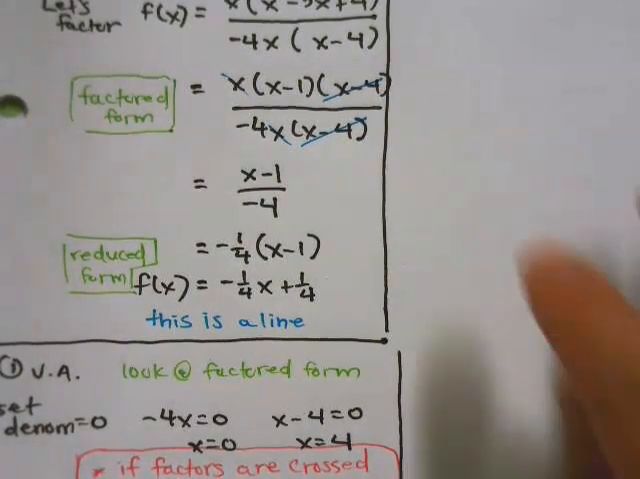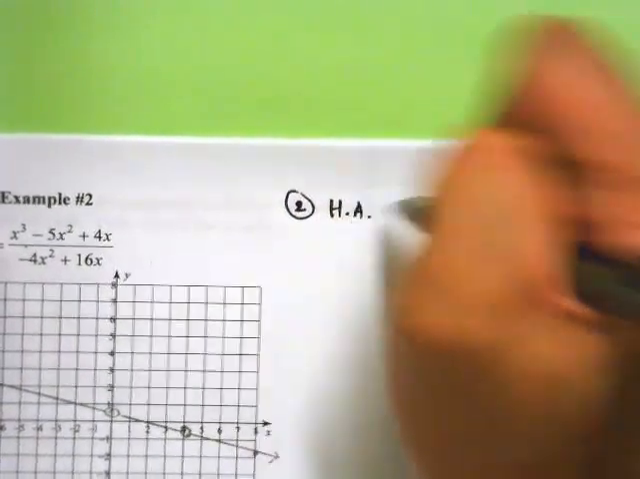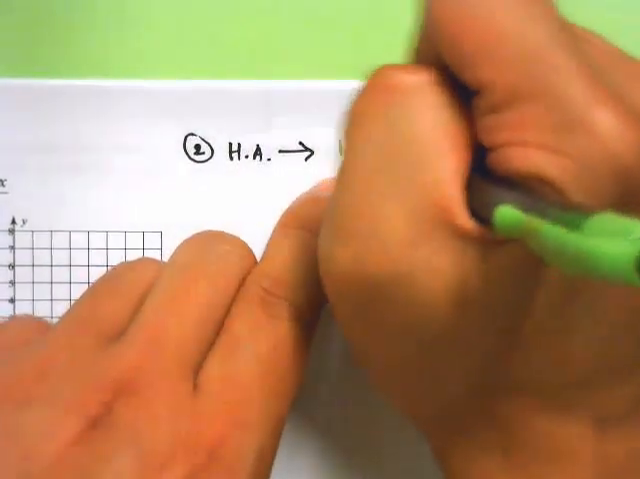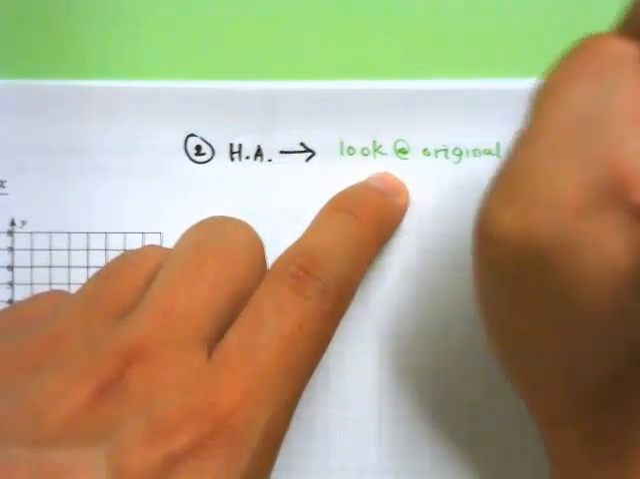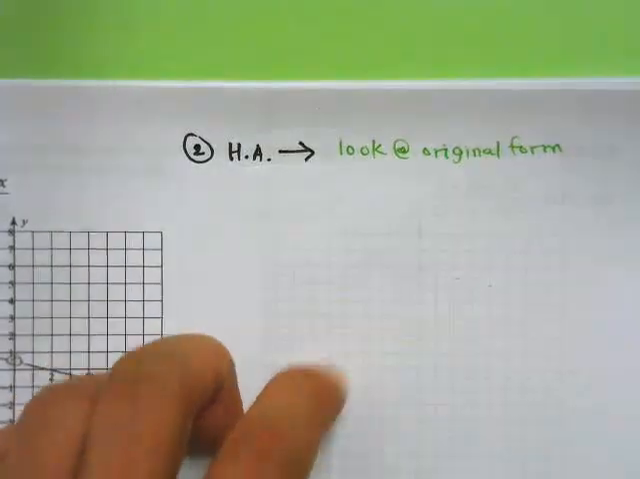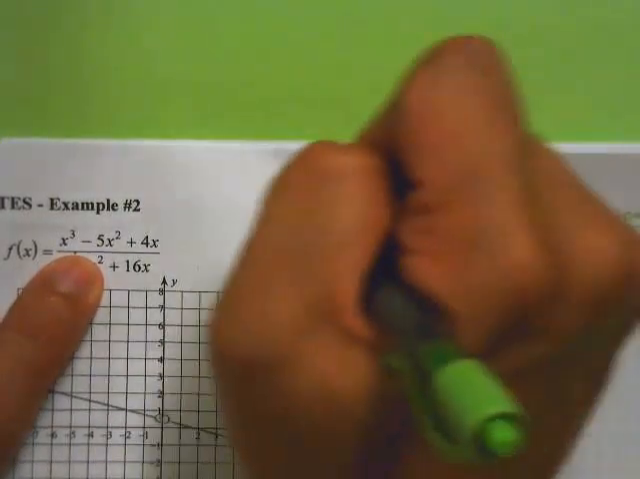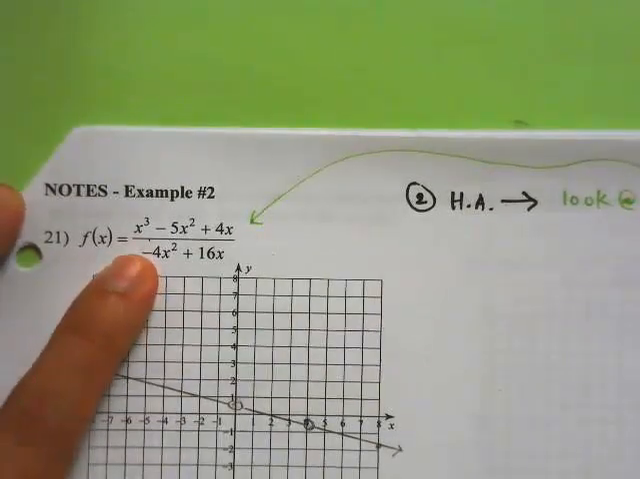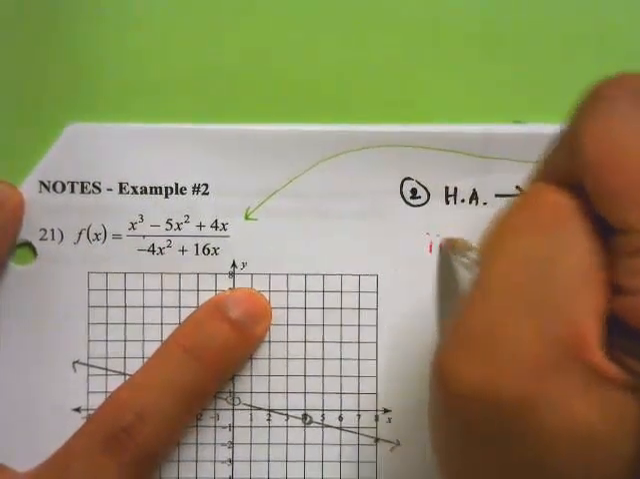We're still going to keep going. We might as well keep going with step number 2 to find the HA. For horizontal asymptotes, I want you to look at the original form. Although we have not labeled it, the original form is the original equation that we started off with. So this is your original form here. Let's take a look. And I think this is where I can put a step 3. 1, 2, 3.